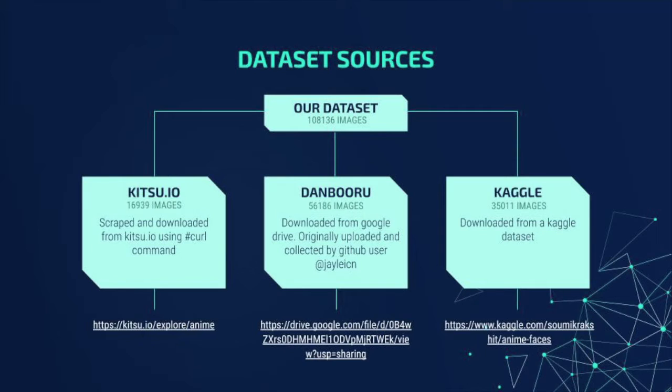First was from Kitsu.io. We scraped and downloaded these images via command, and we also received images from an anime site called Danbooru. These images were already collected and uploaded by a GitHub user. Finally, we found a dataset of anime faces on Kaggle.